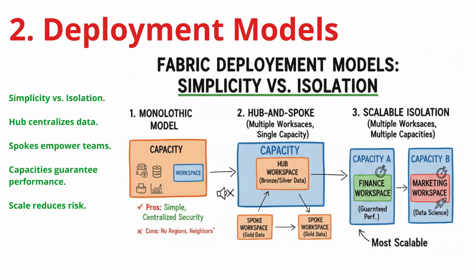Finally, for the ultimate scale, we look at scalable isolation. Here, we use multiple workspaces and multiple dedicated capacities. This ensures that a massive data science project in marketing never interferes with a critical month-end report in finance. It's the gold standard for performance, regional flexibility, and total workload independence.